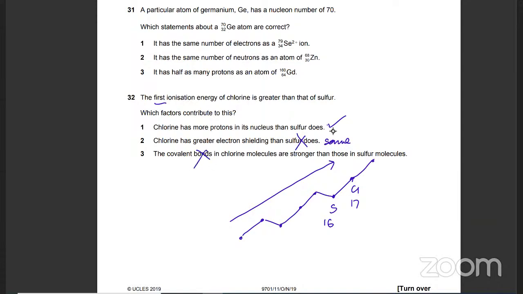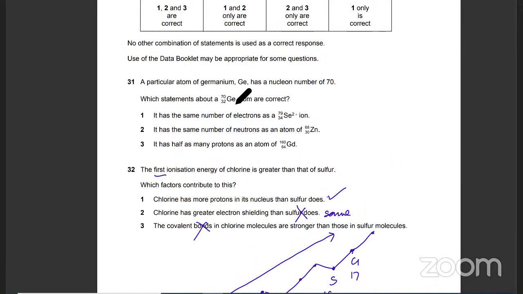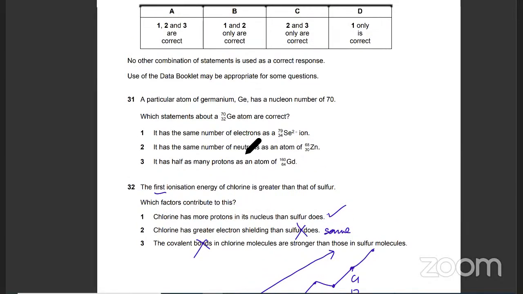The last one is the covalent bond. Ionization energy has nothing to do with covalent bonds. Germanium has a nuclear number of 70. You can do this on your own. We'll skip this one.